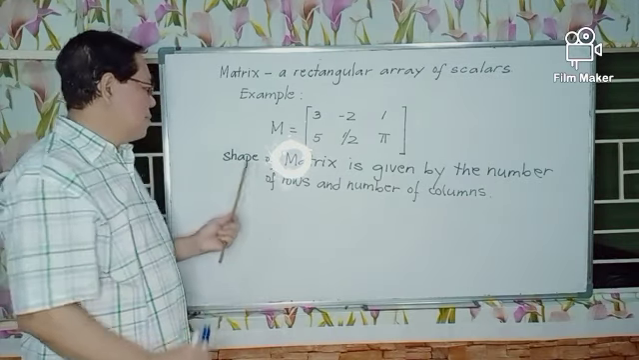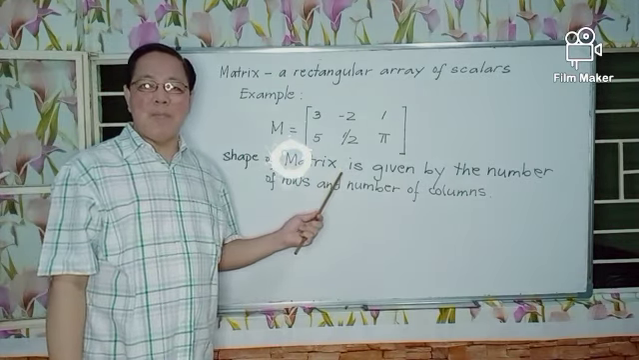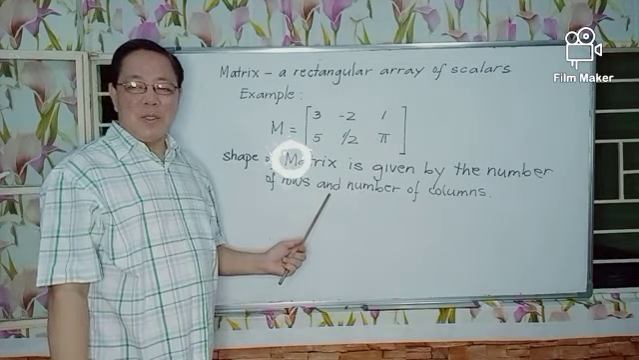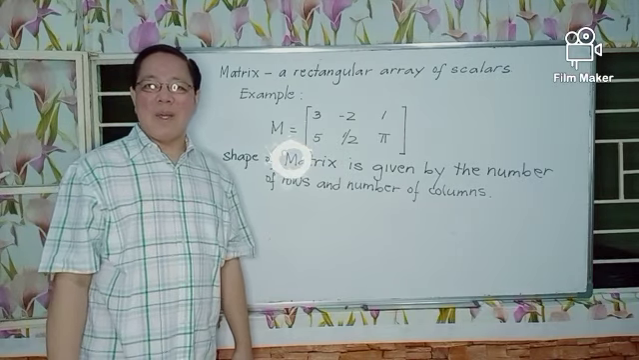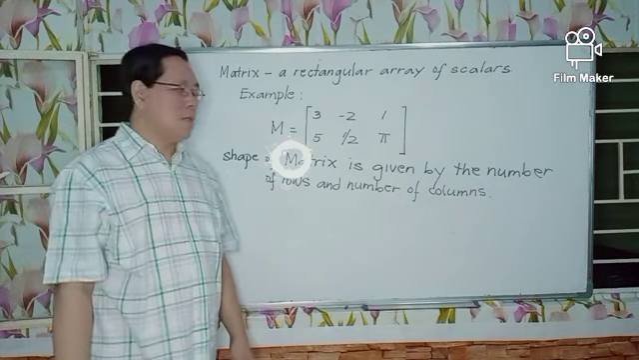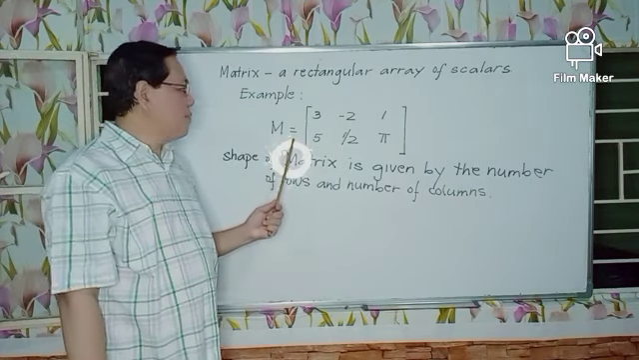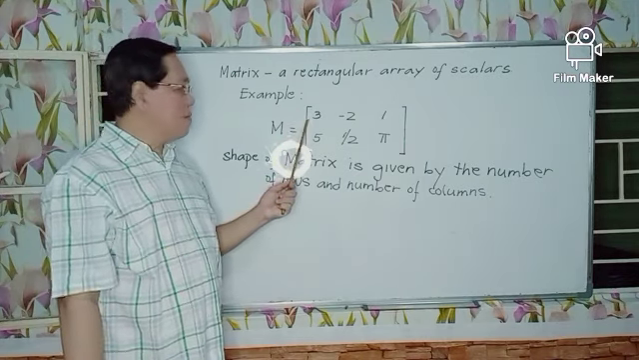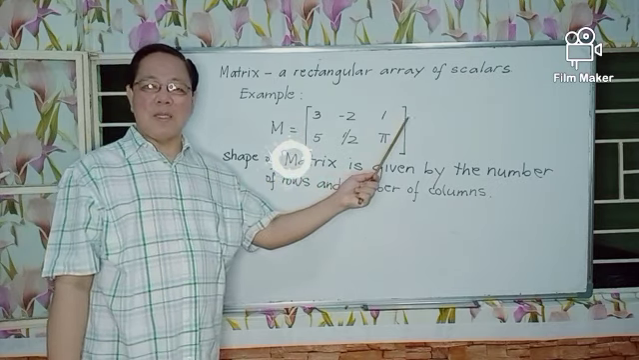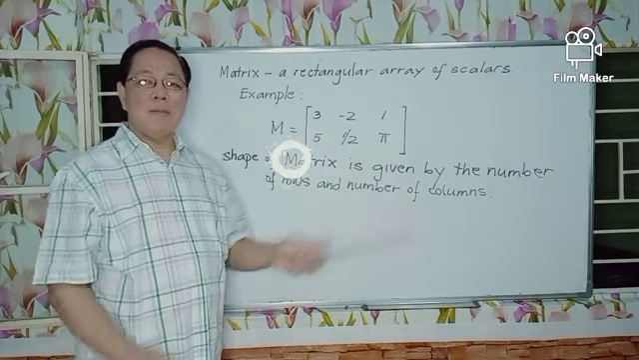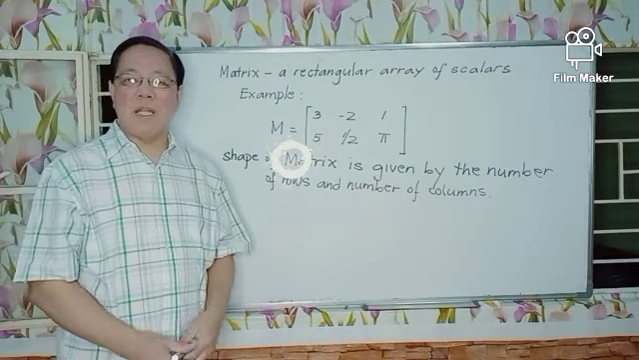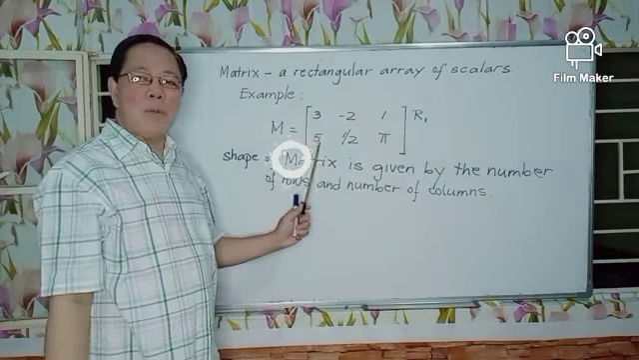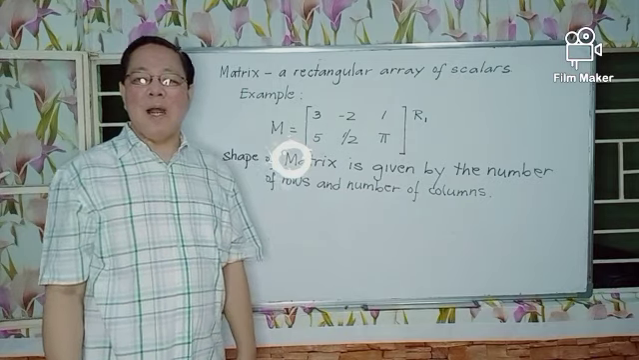Again, the shape of a matrix is given by the number of rows and the number of columns. When you give the shape or size of a matrix, you always start with the number of rows. For this particular matrix M, there are 2 rows. And the rows are the horizontal set of scalars. So this is row 1, which we denote by capital R1. And this is row 2, which we denote by capital R2.